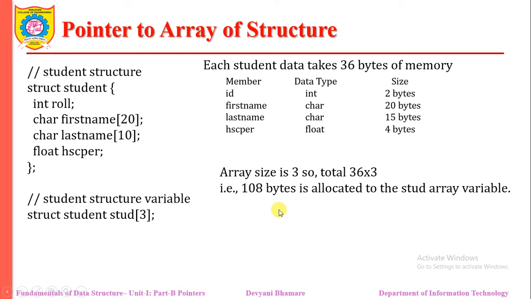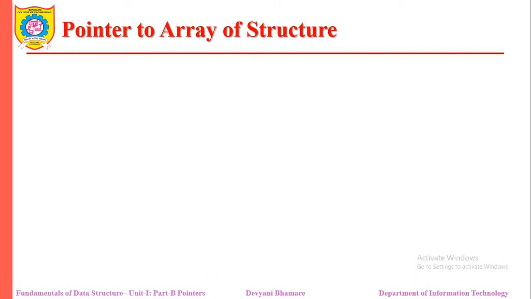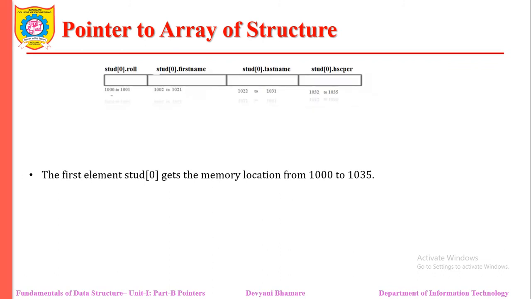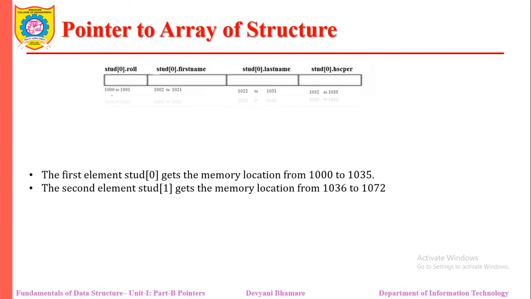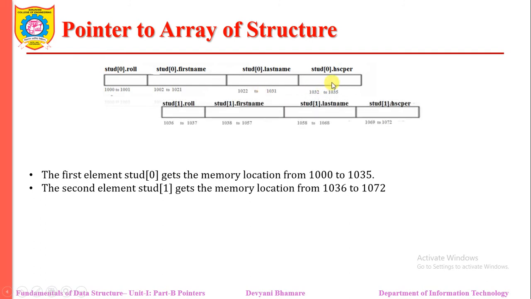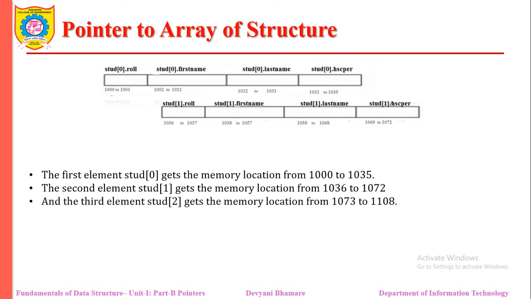The first 36 bytes hold the student information for the first element. The second 36 bytes hold the second element of our stud array, and so on. Once we have created that array, what do we need to do? We need to initialize it. Assume the first element, stud[0], starts at location 1000 to 1035. Then the next 36 bytes are reserved for our second element, stud[1], and the third element is stud[2].